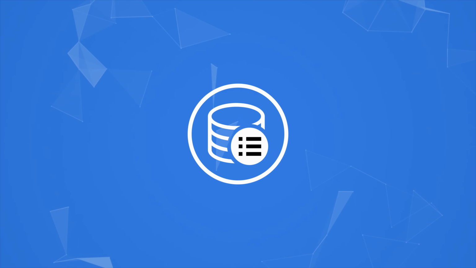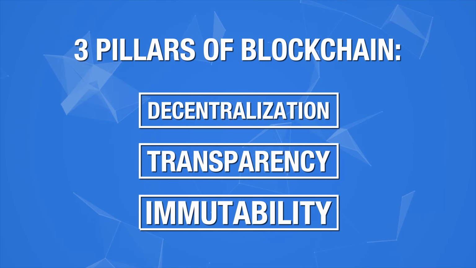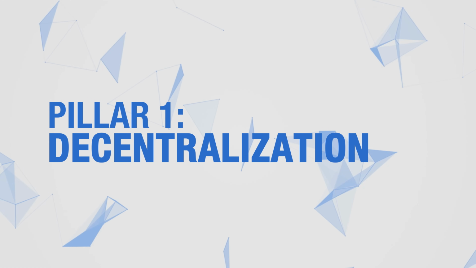So before breaking down what Ethereum is, we must first understand its underlying technological foundation. What is blockchain? The most plain and simple explanation of blockchain is that it's a record of data stored on a network of computers. And there are three pillars of blockchain that make it unique: decentralization, transparency, and immutability. So let's break down these three pillars, starting with pillar 1, decentralization.